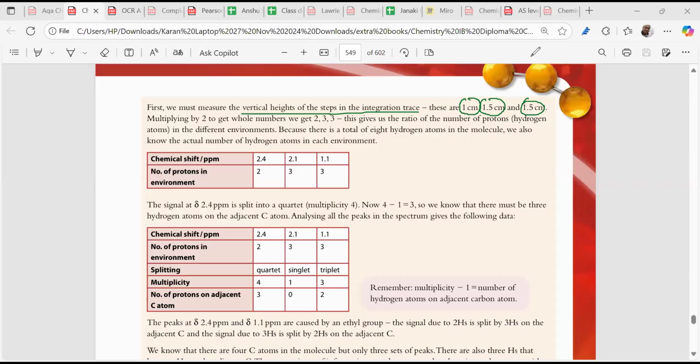This worked example is very important. What we do is first measure the vertical heights of the steps of the integration test, right? 1 centimeter, 1.5 centimeter, 1.5 centimeter. Clear? Now, what we do in the empirical formula, can you recall? We have to find the ratio. When we get 1, 1.5, 2.5, what did we do? We multiplied by 2. Got it?